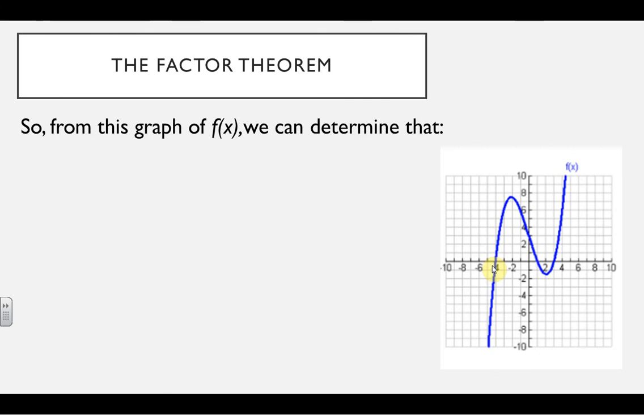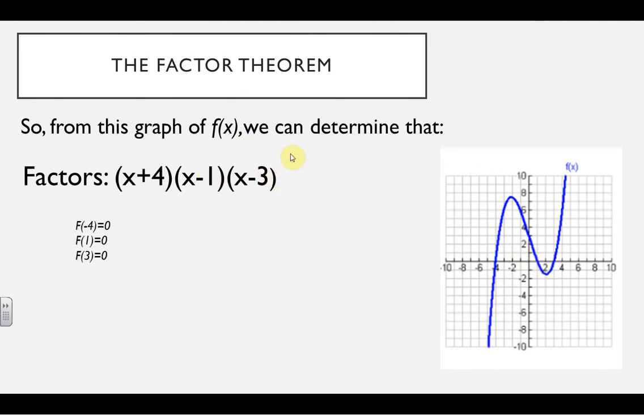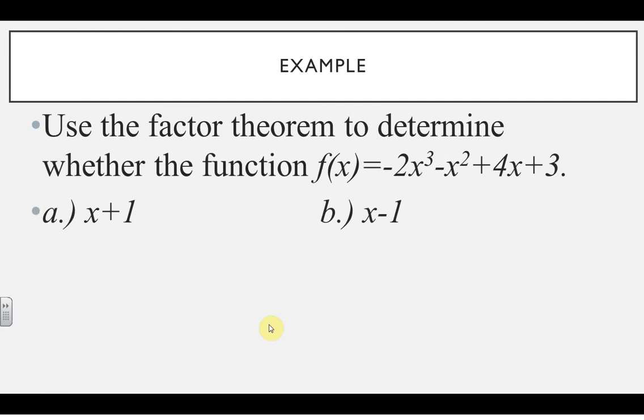So if we look at this graph, we could determine that these are our factors. If we have -4, it's x plus 4, x minus 1 from the positive 1, x minus 3 from the positive 3. So that's saying if you substituted the roots, the solutions, in, you would get 0, 0, 0. And those would be factors. That's simple. So here we go.